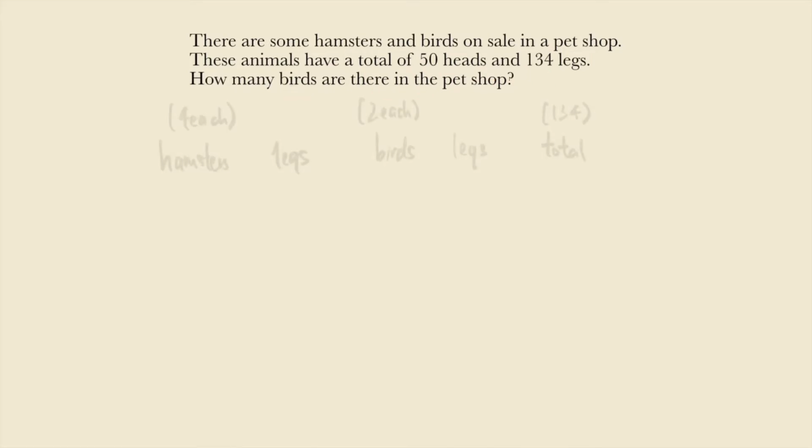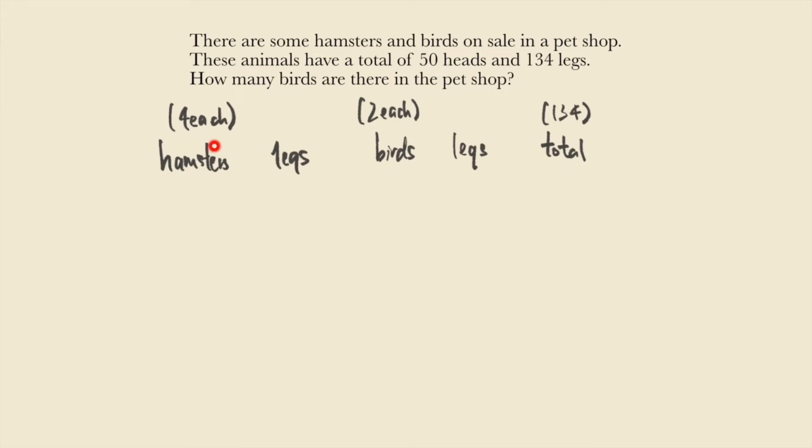So we'll start off with the table again. Hamsters, 4 legs each. These are hamster legs. Birds, 2 legs each. These are birds' legs, and a total of 134. So let's start a guess, shall we? Making sure that the total is 50. So this is 20, this is 30. Find the number of legs for each animal, add them up, and you get 140. In this case, we've got too many legs. We are looking for 134, we got 140.